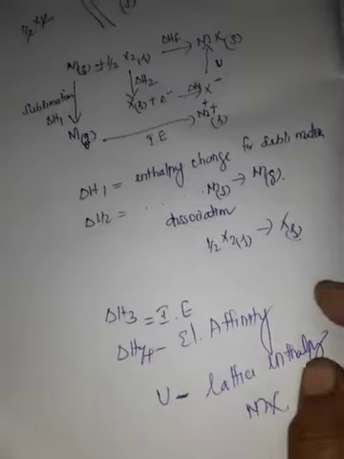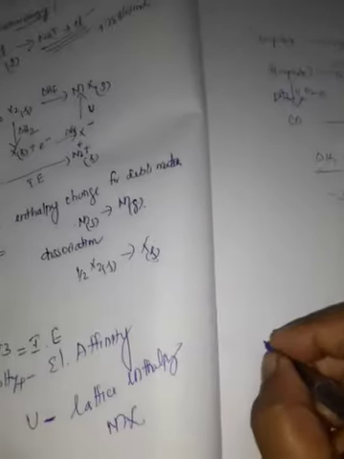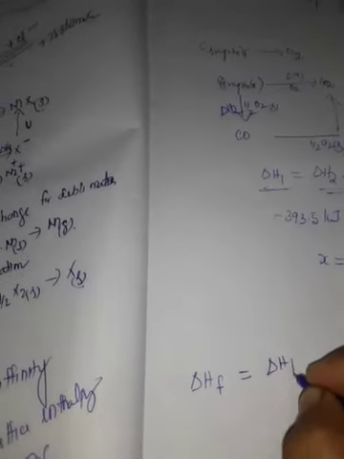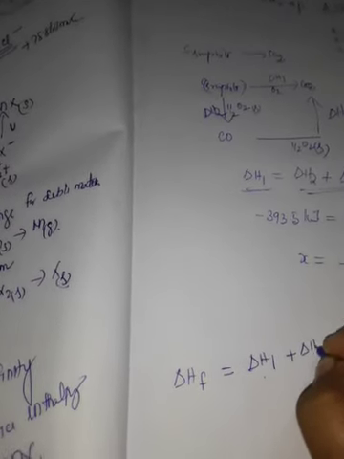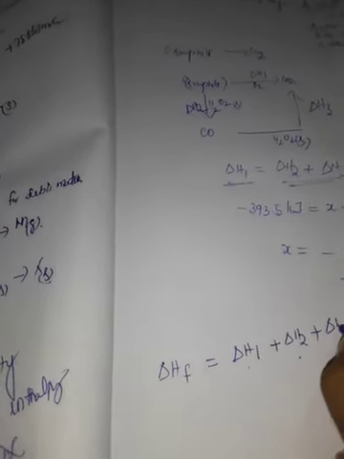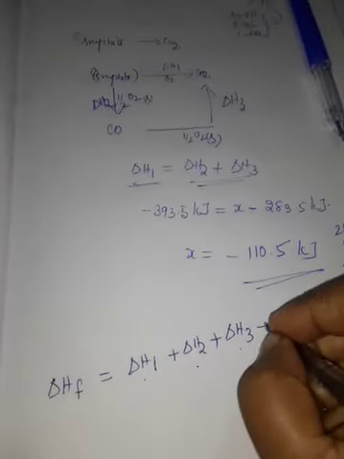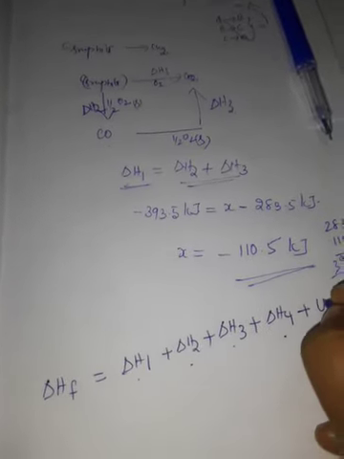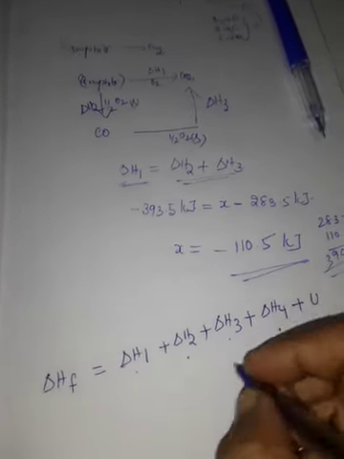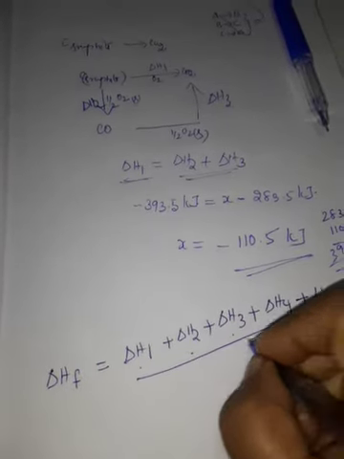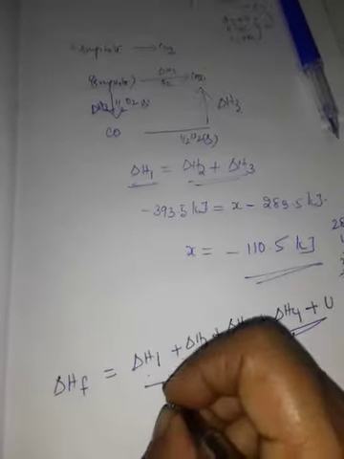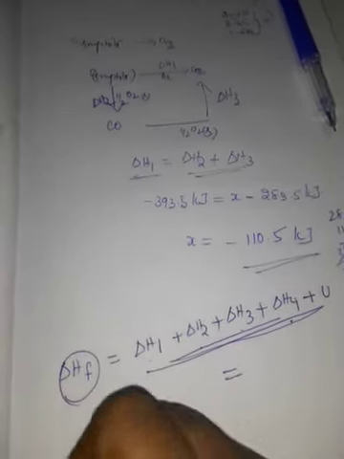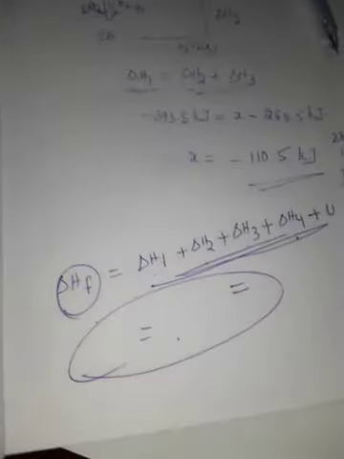So according to the Born-Haber cycle, the formula is written as delta HF, formation, is equal to delta H1, that is sublimation, plus delta H2, dissociation, plus delta H3, ionization energy, plus delta H4, electron affinity, plus U. U means lattice enthalpy. So by adding all these values, the summation equals delta HF value. So this is the Born-Haber cycle.